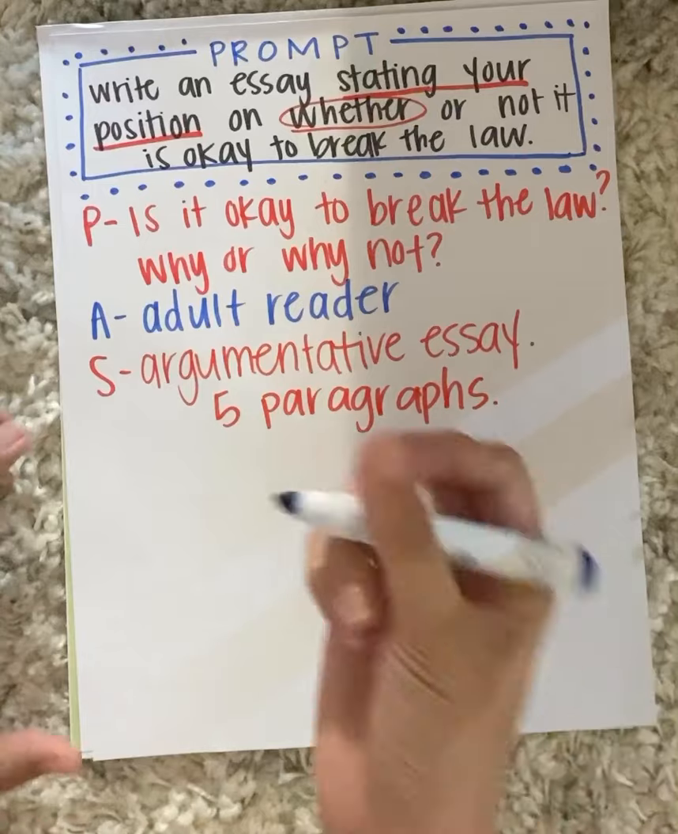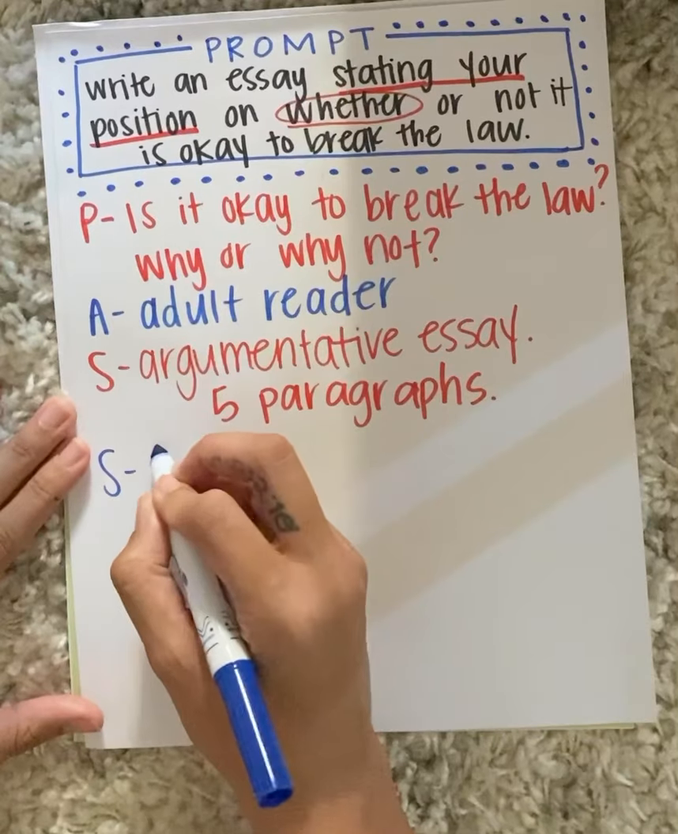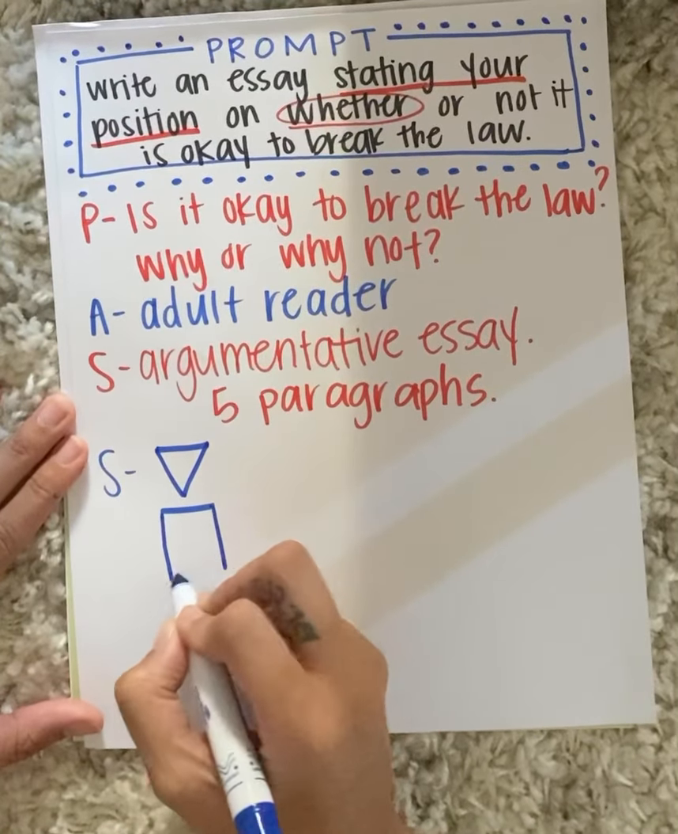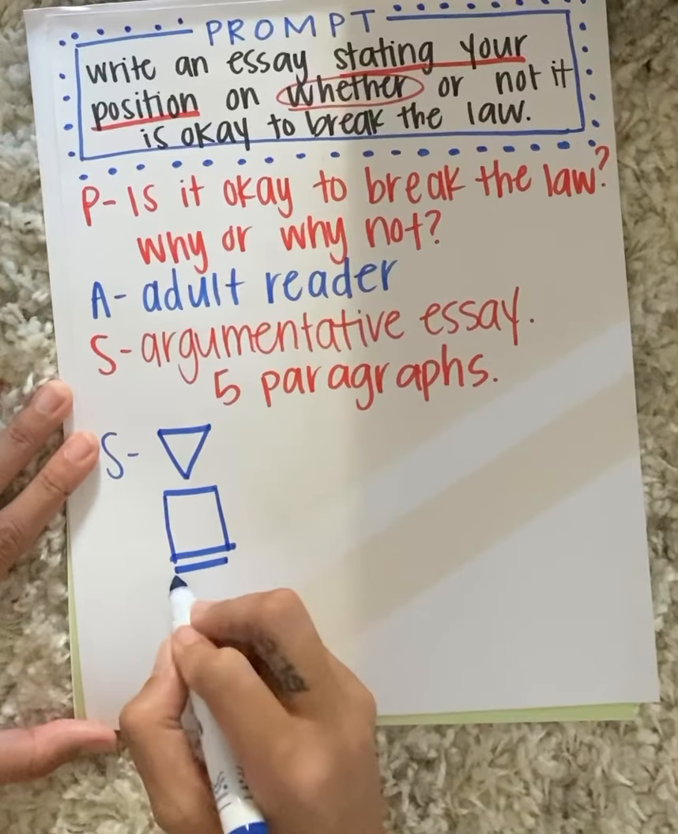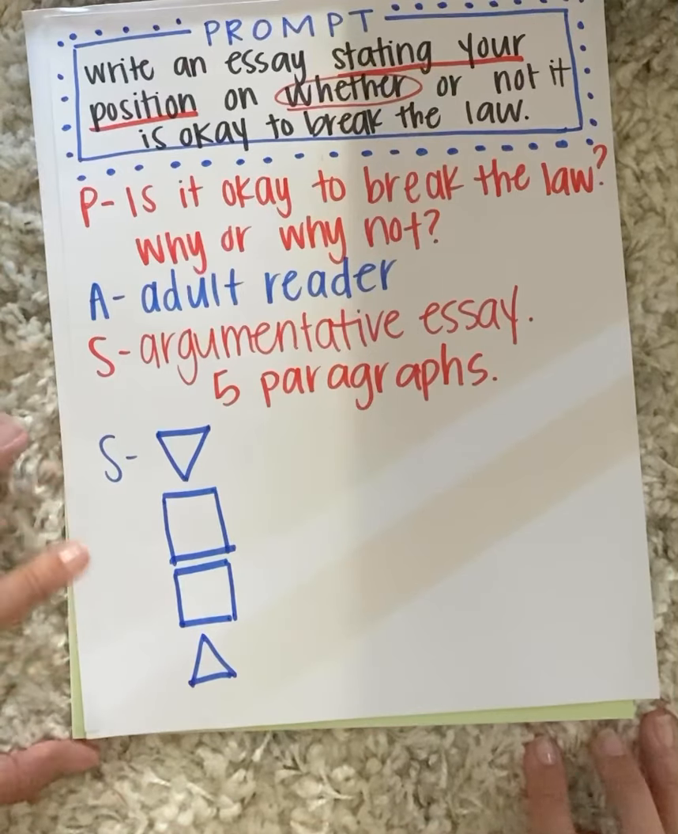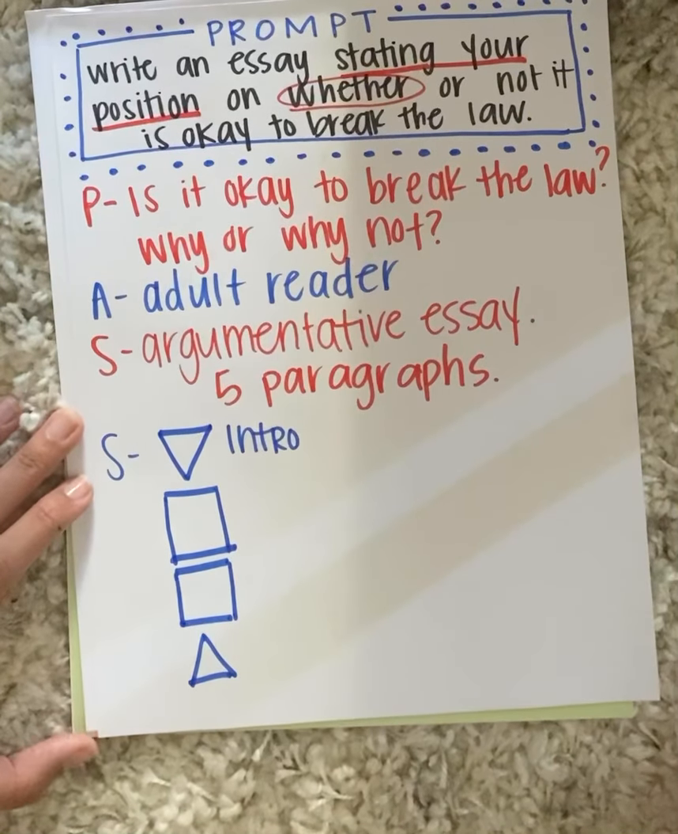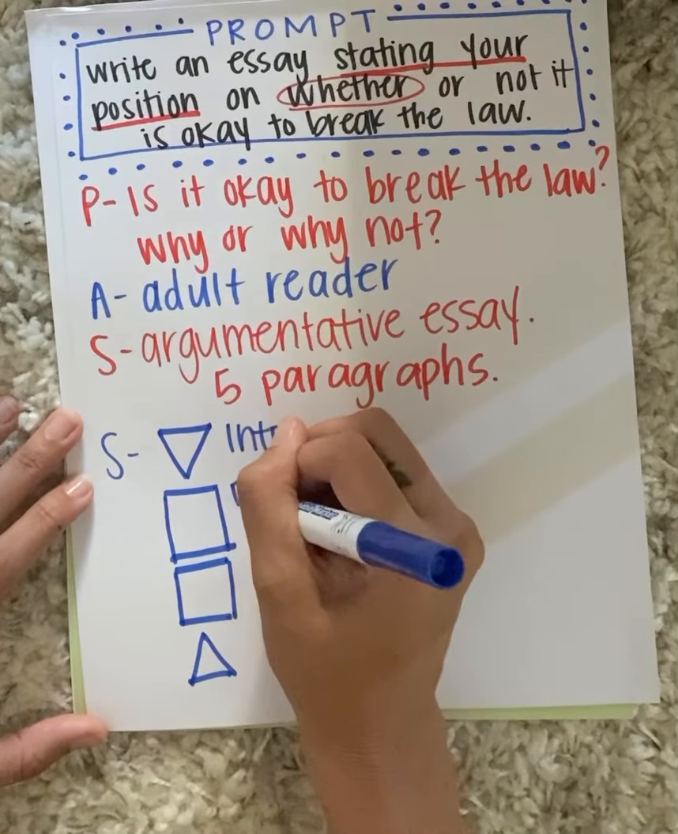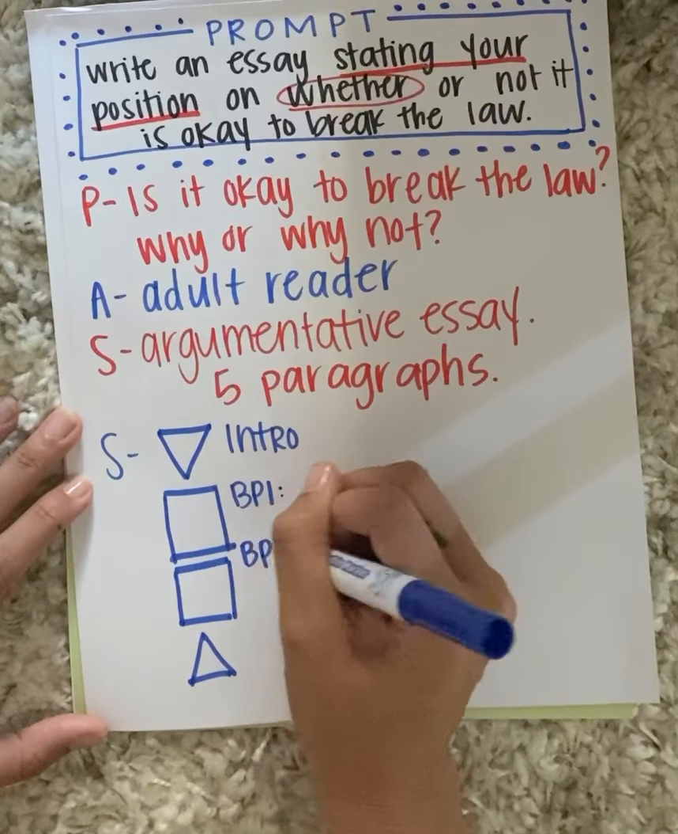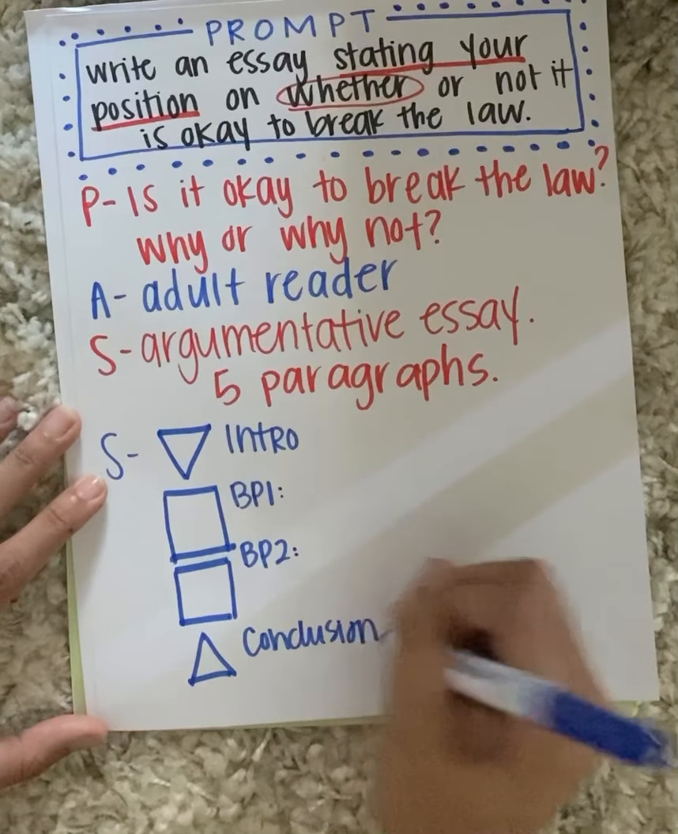I'm going to do our next S, which is our structure. This is where we take the time to consider, what am I going to write about in each part of my essay? So right here, I'm just going to draw an upside down triangle, a square, another square, and an upside down triangle. This should align with what you have in your student materials as well. I know my intro will be here. This will be BP1, BP2, and then my conclusion.